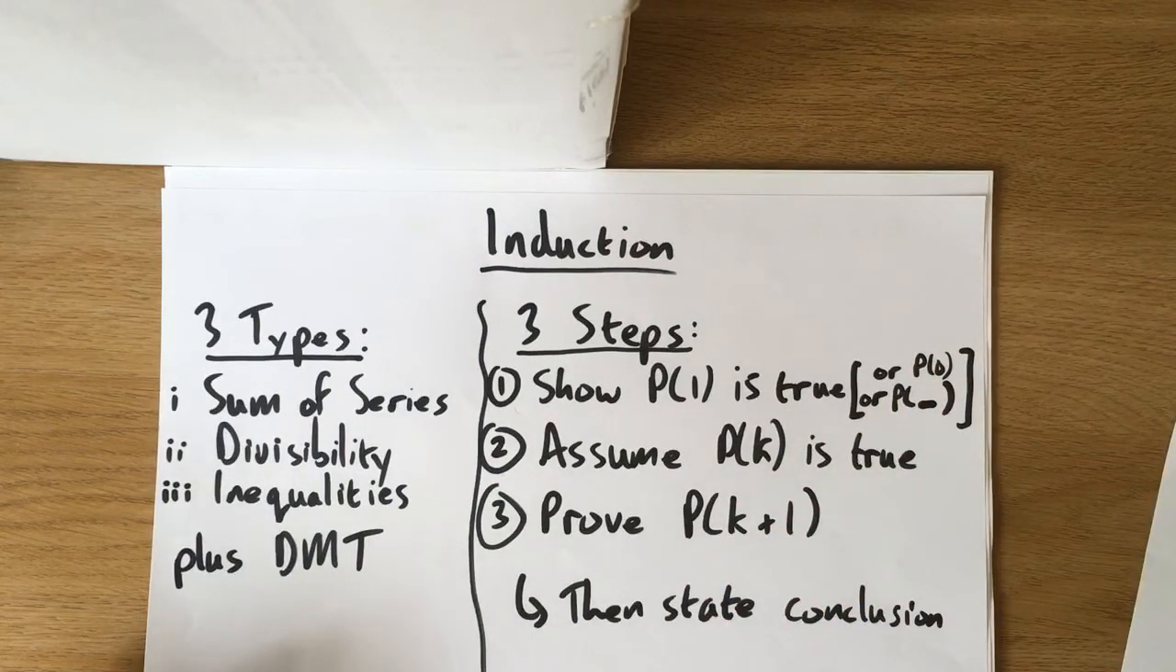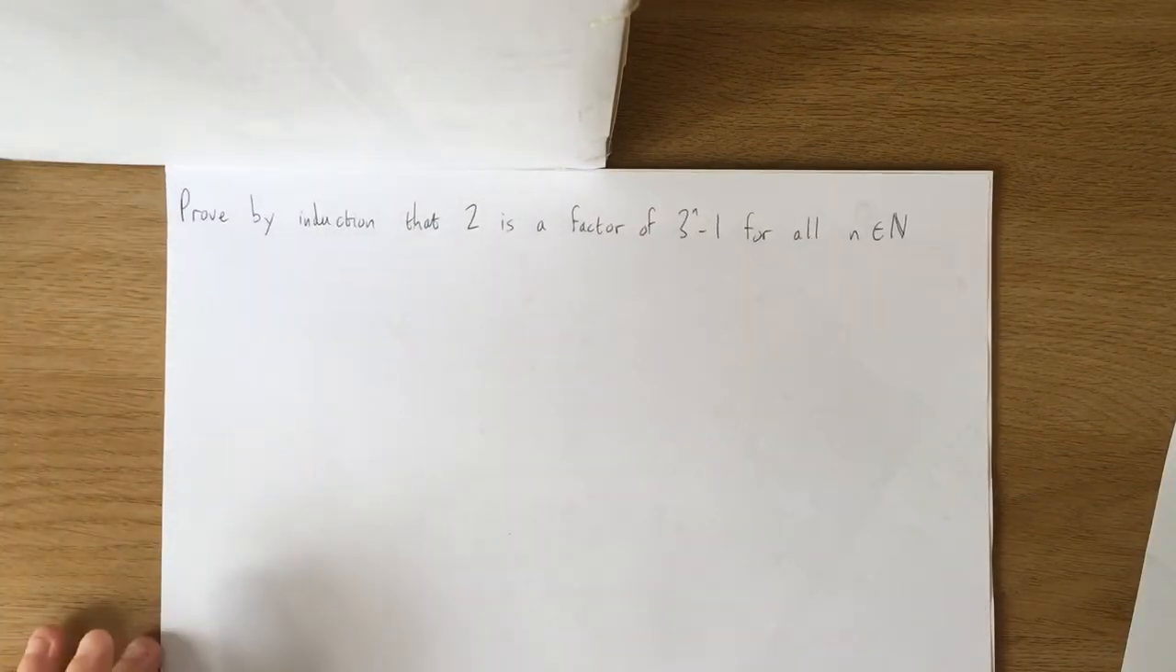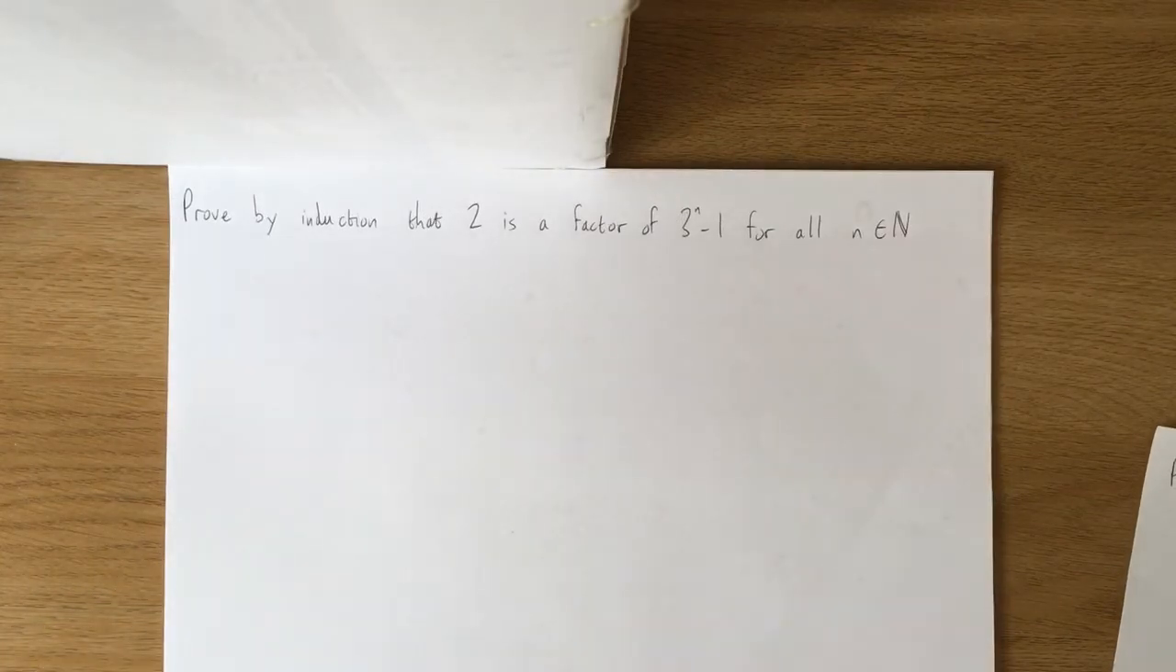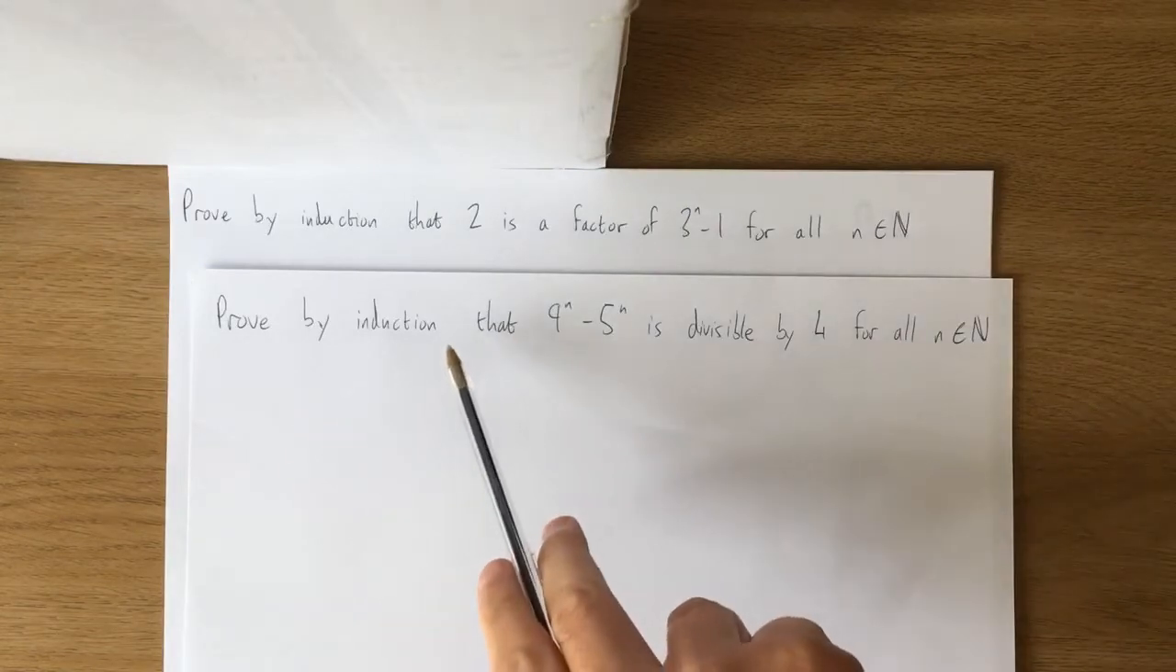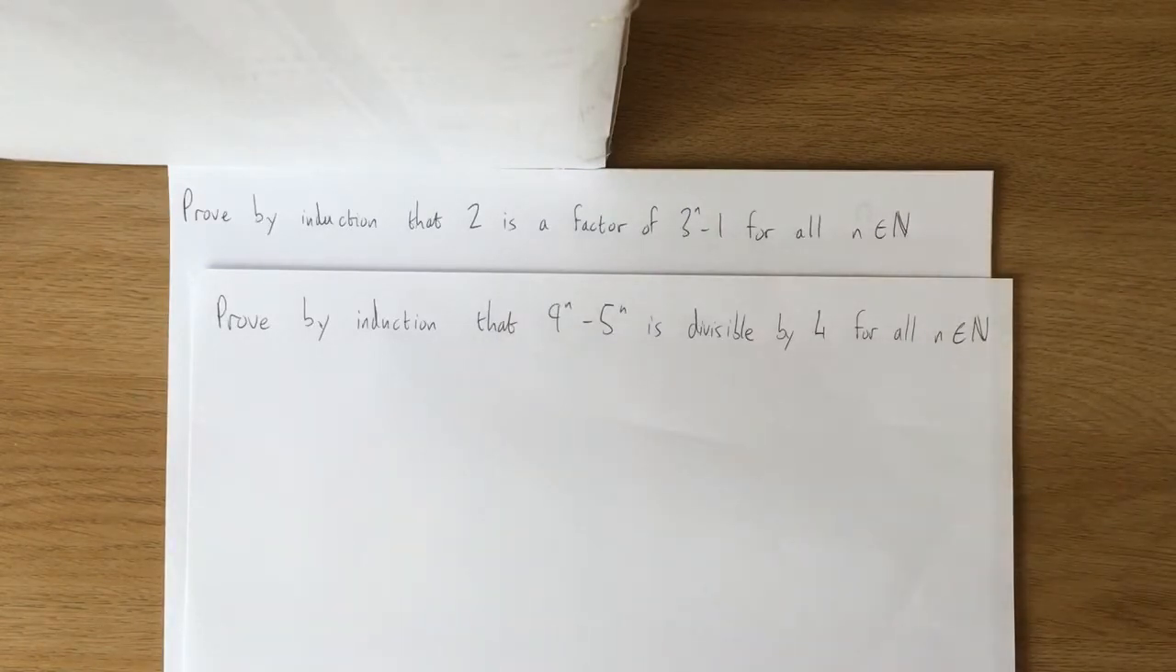These can be asked in 2 slightly different ways. You can be asked, prove by induction that 2 is a factor of 3 to the power of n minus 1 for all natural numbers. Or you can be asked, prove by induction that 9 to the power of n minus 5 to the power of n is divisible by 4 for all natural numbers.